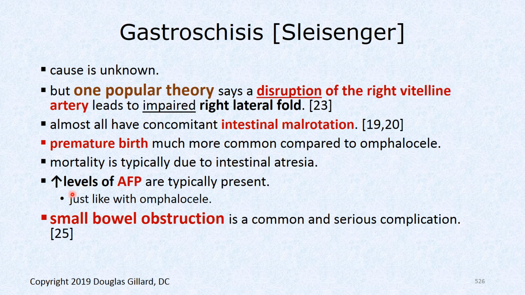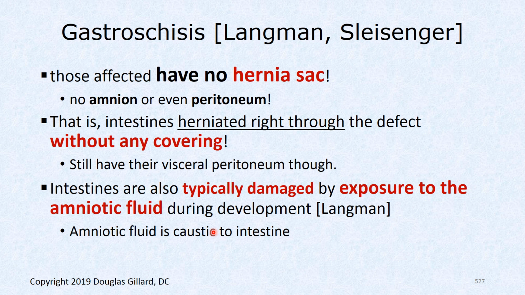There are increased levels of AFP in this one as well. So if you have increased AFP, it's hard to tell the difference between omphalocele and gastroschisis. One of the big complications here is small bowel obstruction, because there's nothing covering these, as we'll see in a minute. So for those affected, there is no hernia sac. In omphalocele, the hernia, here's the board question. What is the hernia sac made of in omphalocele?